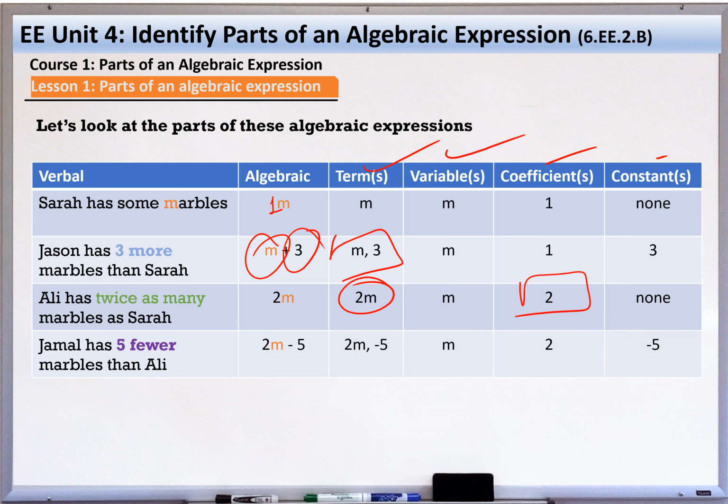And 2 times M minus 5. Now we have 2 terms, 2 times some number M and negative 5. Our variable stays the same. It's M. And our coefficient stays the same as 2. But this time we have a constant of negative 5. Constant meaning this number doesn't change.